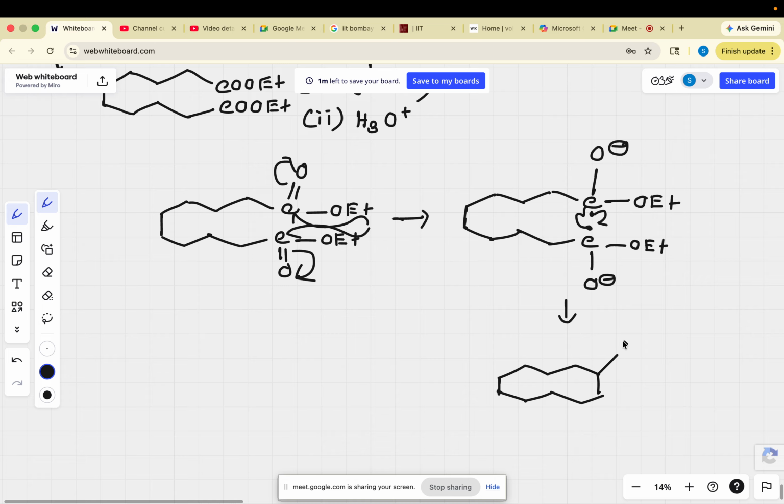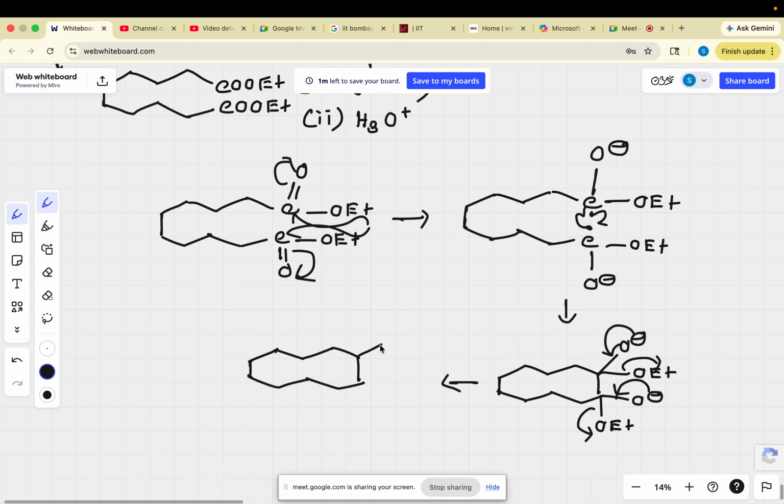Okay, and what will happen? This negative charge will be back, OET will leave. Here also negative charge will be back, OET will leave. So what I am getting, double bond O, double bond O.